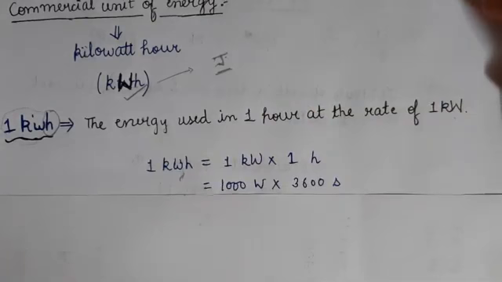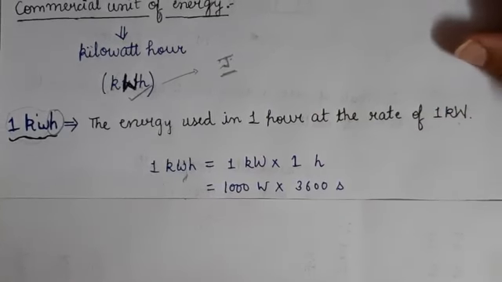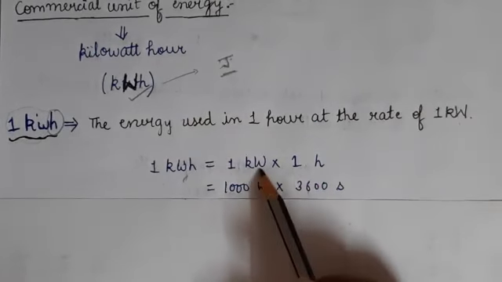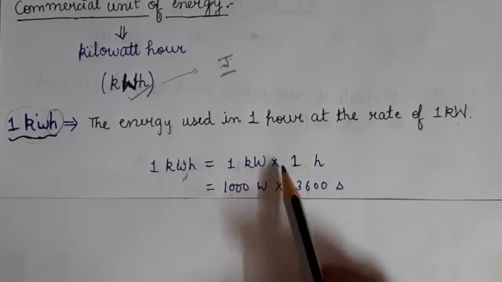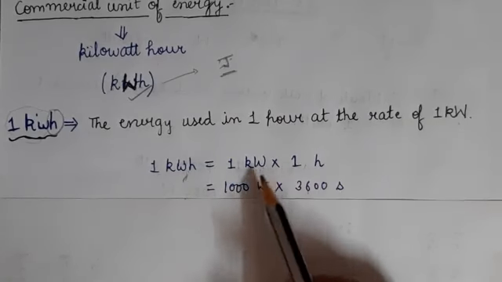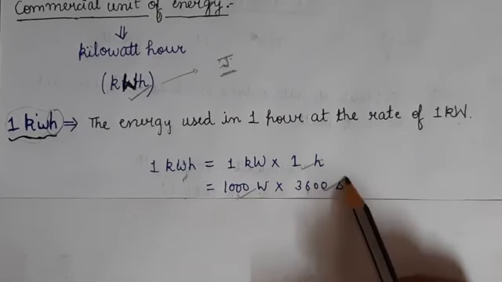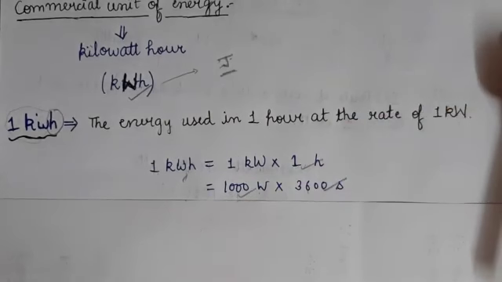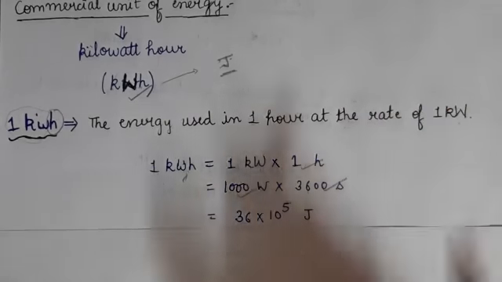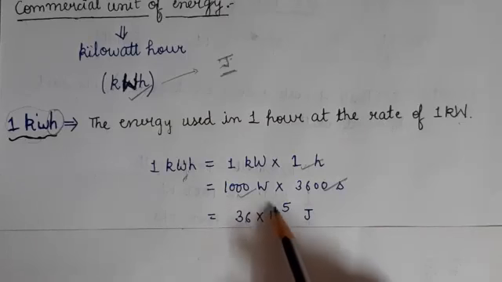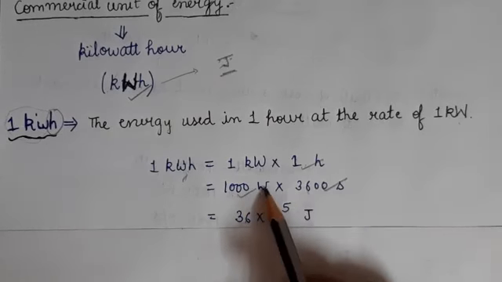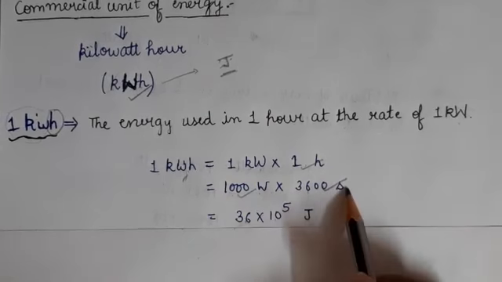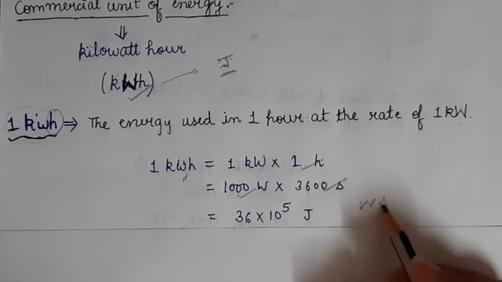Now what is 1 hour? 1 hour is basically 3600 seconds. And what is 1 kilowatt? 1 kilowatt is 1000 watt. So 1 kilowatt hour is equal to 1 kilowatt into 1 hour. 1 kilowatt is basically 1000 watt and 1 hour is 3600 seconds. So 1000 into 3600 will give 36 into 10 to the power 5, because how many zeros? 1, 2, 3, 4, 5. So 36 into 10 to the power 5 watt second. Watt second is what? Joule.